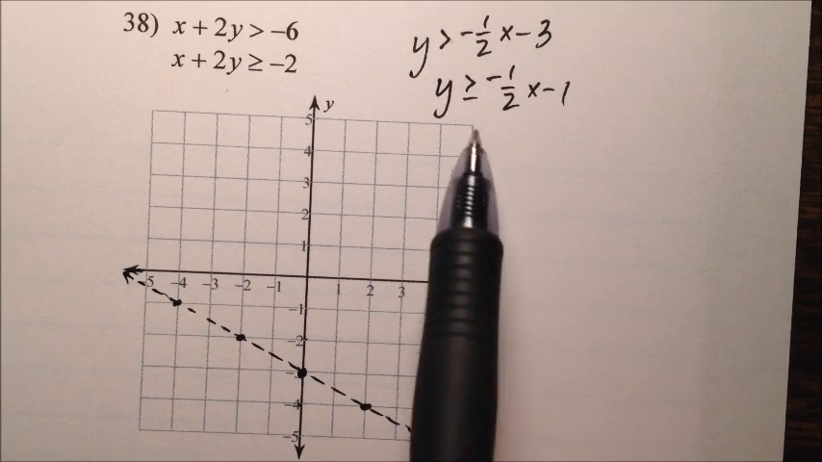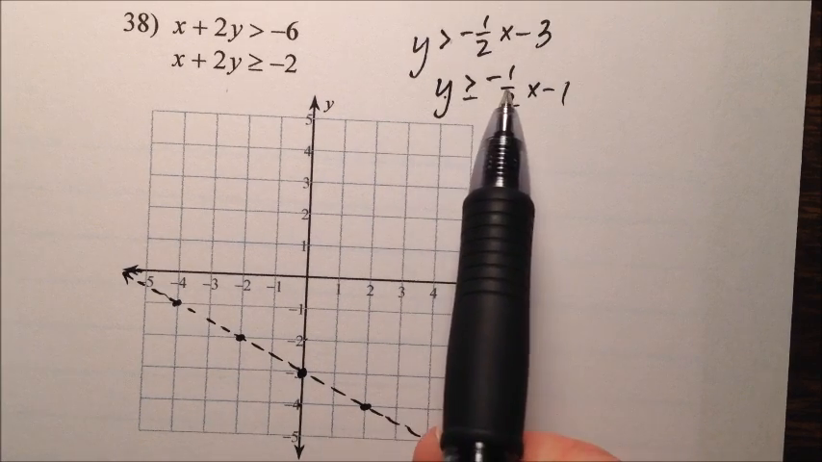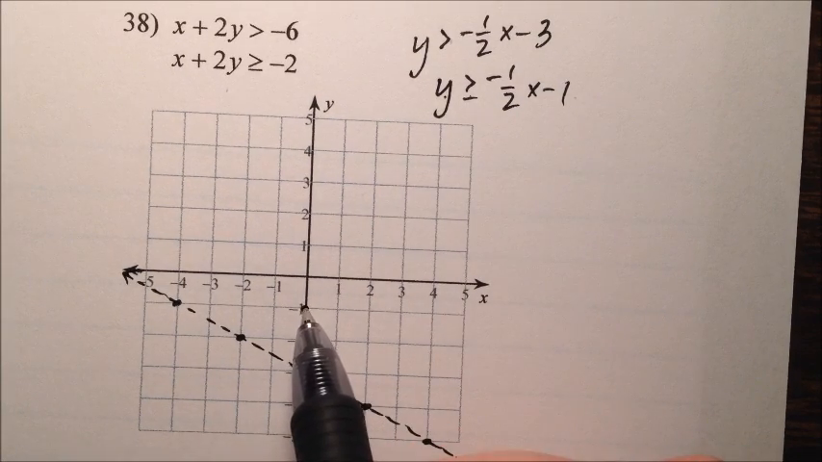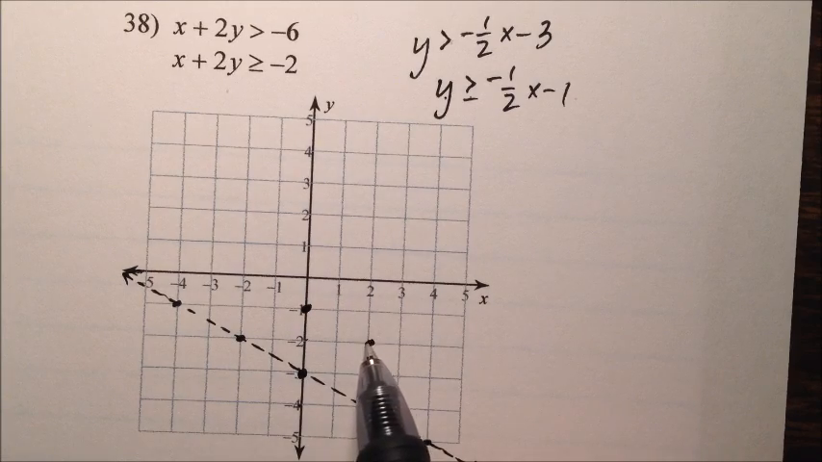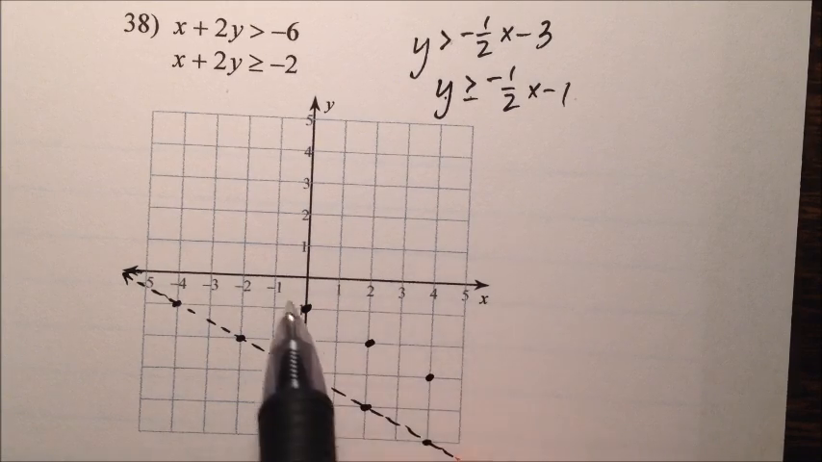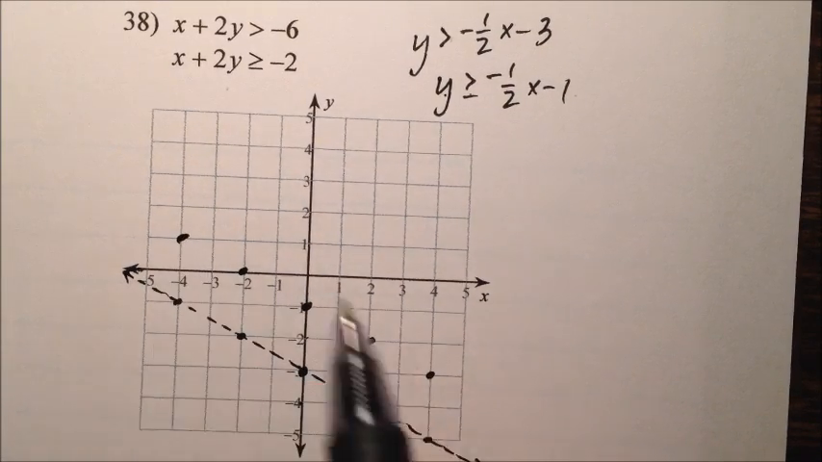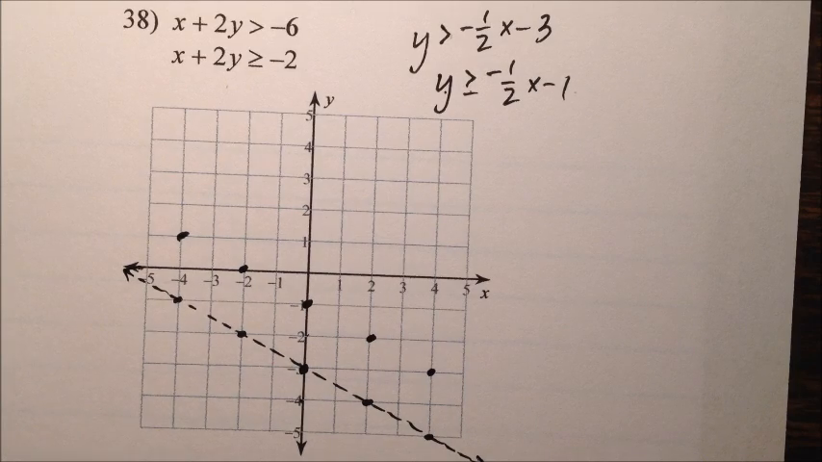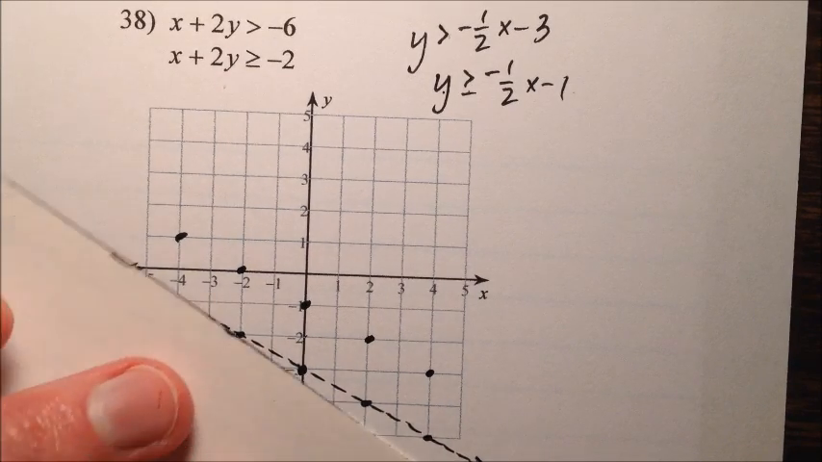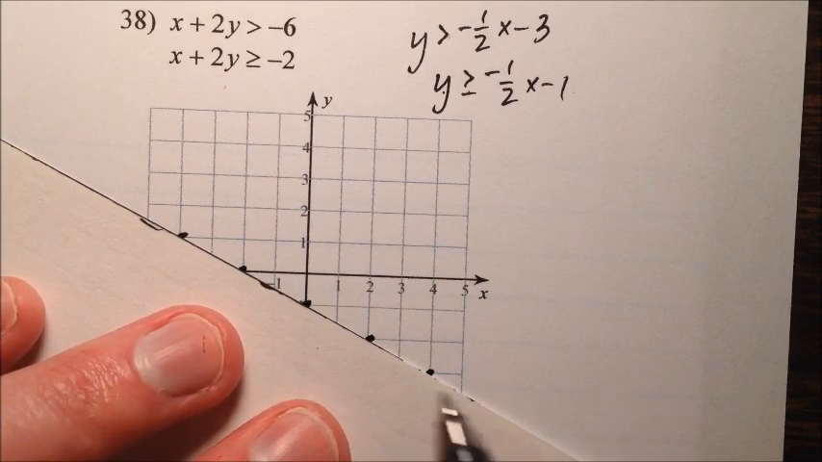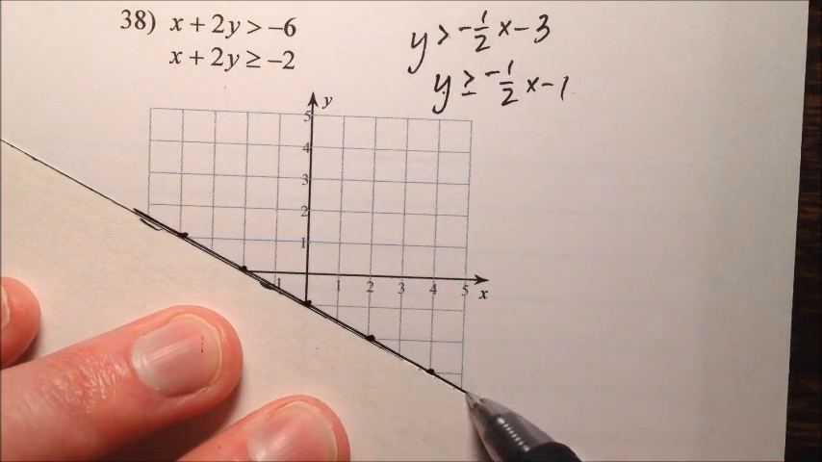And then the other one here is y is greater than or equal to negative 1/2 x minus 1. So it'll be the minus 1 there. And notice it's the same slope, so there'll be parallel lines. Except this one's going to be solid, so that'll be easier for us here to draw anyway. Okay.